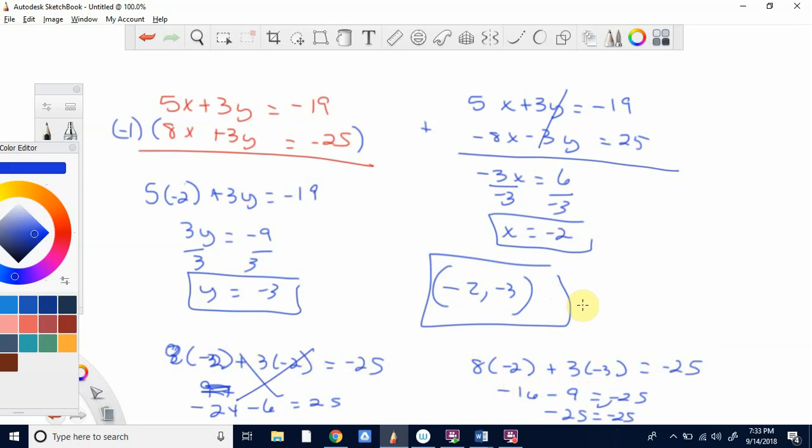So stop the video now. Oh, no, we got one more. Okay, pause the video and do the 3 guided practice, 5A, 5B, and 5C.